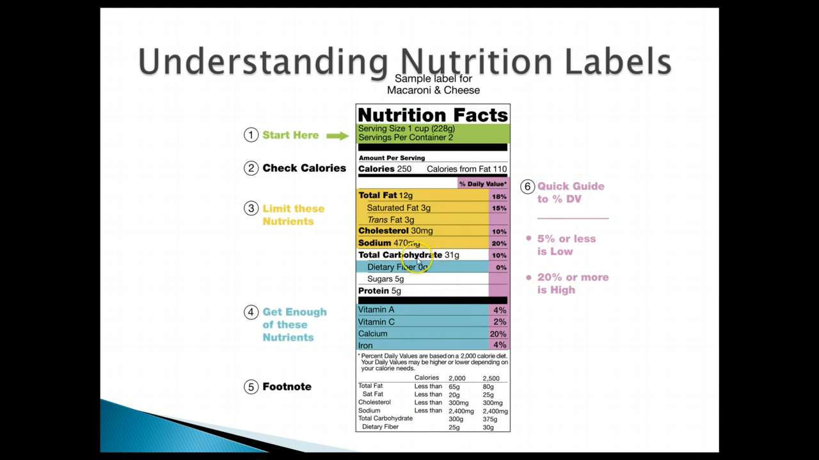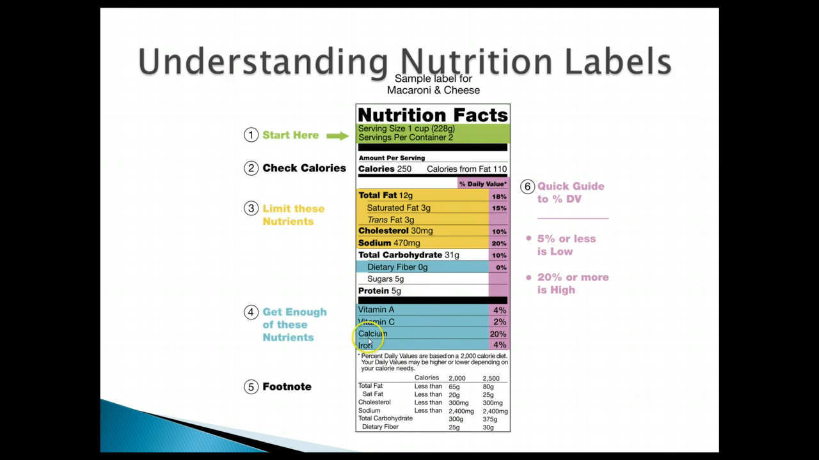So look on down, we've got total carbohydrate, 31 grams, right? 10% of the recommended carbohydrates for the day for somebody on a 2,000 calorie diet. We've also got dietary fiber. Okay, this product has no fiber. These are nutrients we want to make sure that we get enough of. And then it has 4% of our vitamin A, vitamin C, calcium, and iron.